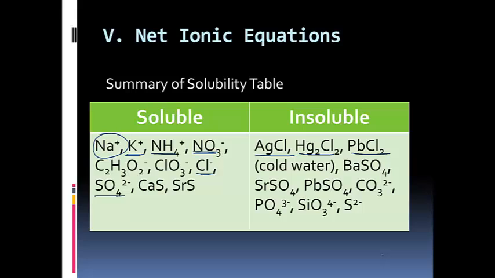Sulfates are usually soluble unless it's barium sulfate, strontium sulfate, or lead 2 sulfate. Carbonates are usually insoluble unless you combine them with potassium, ammonium, or sodium. If you had ammonium carbonate, the soluble always wins out over the insoluble. So those would be soluble.